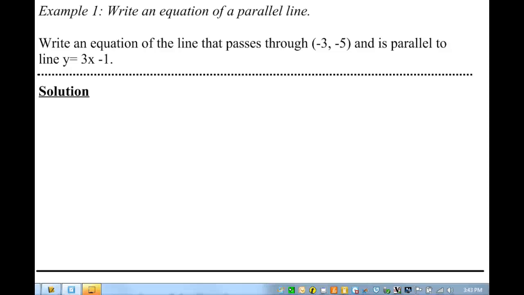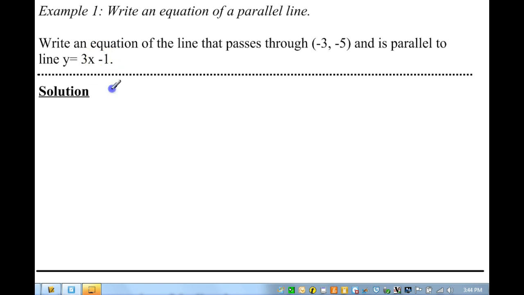We're going to go through two examples of how to write equations of lines that are parallel or perpendicular to our original line. This question says, write an equation of a line that passes through the given point of (-3, -5) and is parallel to y equals 3x minus 1.